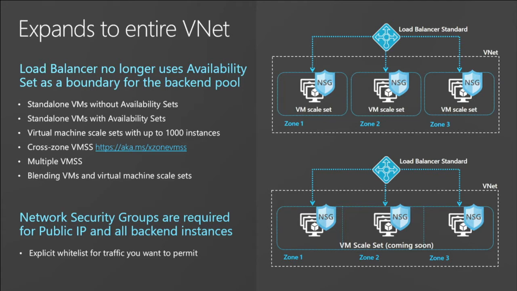The other thing that is new as part of load balancer standard is that it always requires a network security group to be applied to an instance or a public IP for that matter. Whether you use a public IP as an instance level public IP for a virtual machine, or you use a backend pool, you always have to use NSGs, so you need to whitelist your traffic.